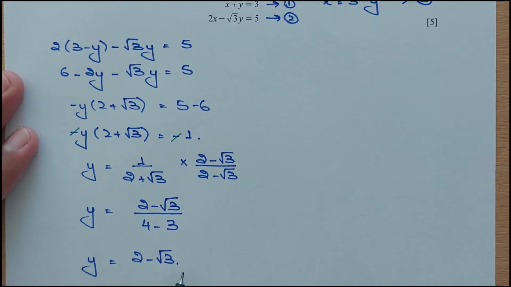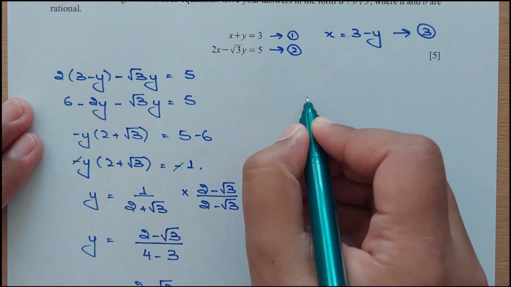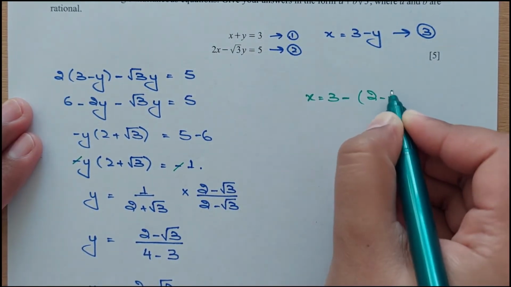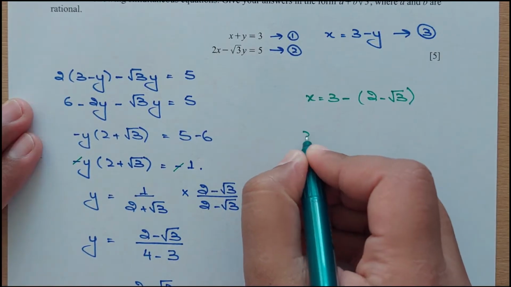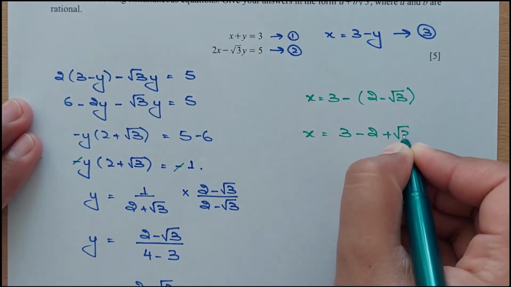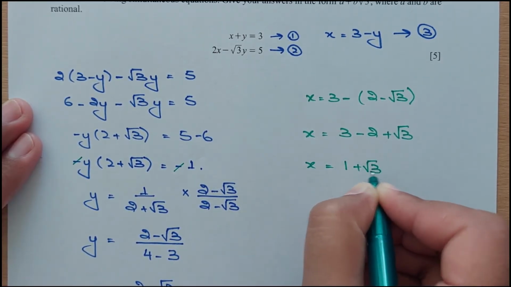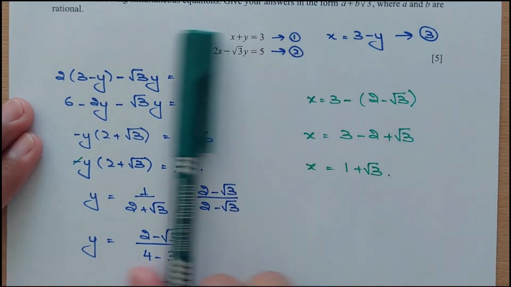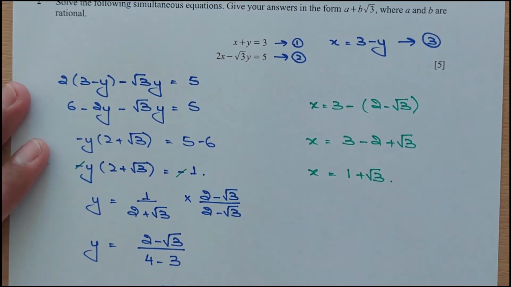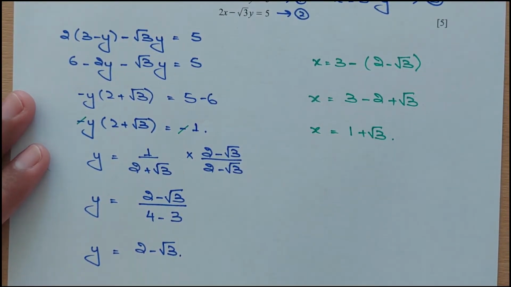Now let me substitute this y into equation number 3. So x equals 3 minus (2 minus square root of 3). x equals 3 minus 2 plus square root of 3. So here x equals 1 plus square root of 3. As you can see, we get the values in the form a plus b square root of 3, and a, b are rationals. So 1 plus square root of 3 and 2 minus square root of 3 are the values for x and y.